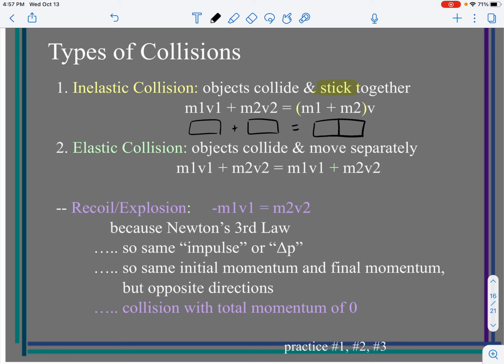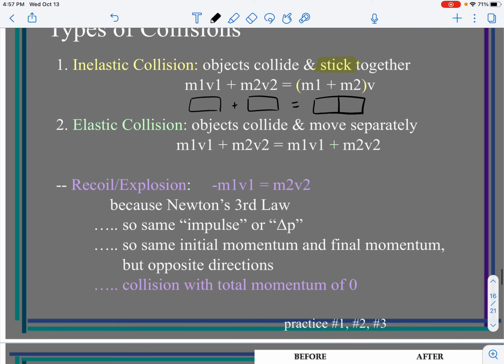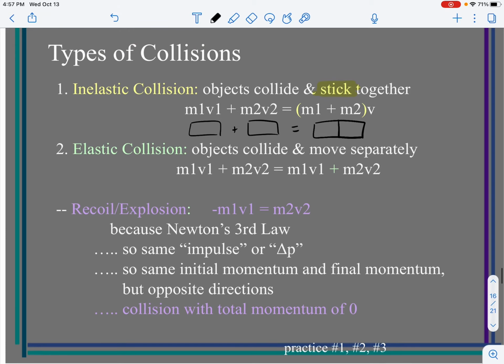Notice that in this particular equation, I only have one velocity. This is one object that is moving with a single speed, a single velocity. As it sticks together, it now becomes one object with one speed. And so that's why the equation only has one velocity. So this would be your VF on the right. Those would be VIs on the left.